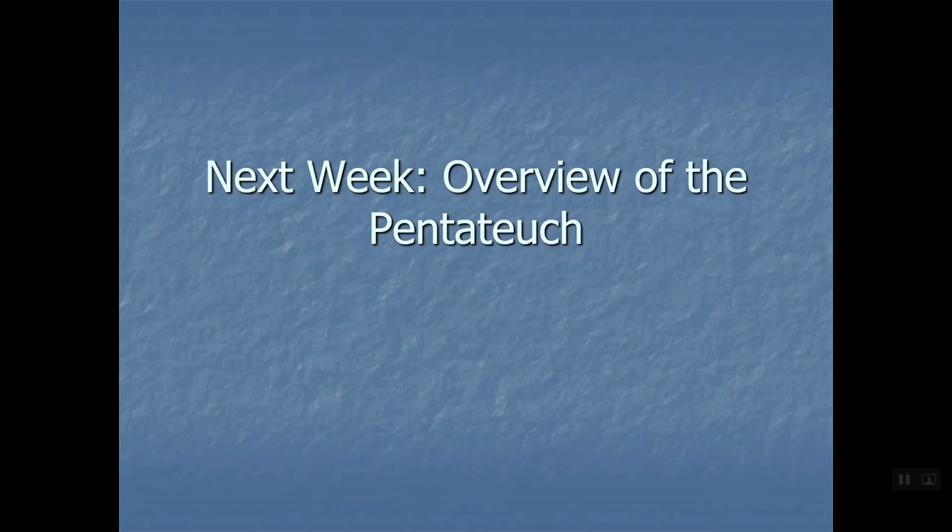Then in the historical books, Joshua through Esther, we see the development of Israel moving from a theocracy where God was their king to a monarchy. And over the course of that monarchy, because of their disobedience, they were exiled and then ultimately restored. And the Davidic covenant is made during this time.